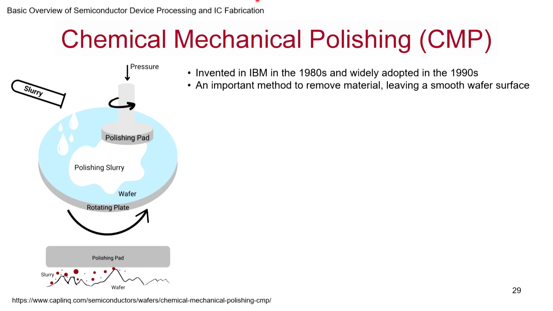So this is how chemical mechanical polishing works. You have a wafer which will be moving around. You have a polishing pad which will be rotating continuously. And there is a polishing slurry. This polishing slurry is the chemistry part of it.